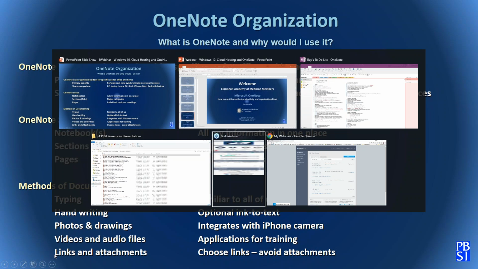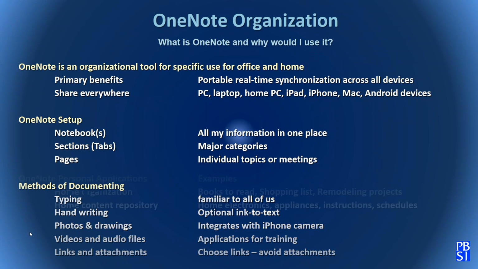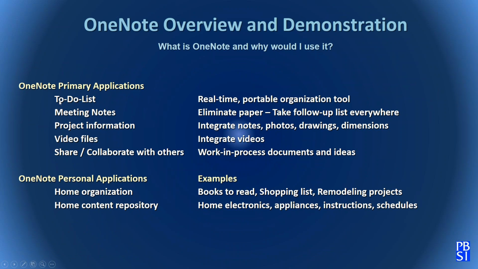So what I'm going to do on my PC is demonstrate the various applications for which I use OneNote. The first and primary is my to-do list. It's my real-time portable organizational tool. I also use it for meeting notes. Every place I go, I have my OneNote, and I'm taking notes so I don't have to carry paper back and forth, and I don't have to send it to my email. It's already synchronized with all my other devices. I also use it for tracking project information and for sharing and collaborating with others, and I'll show you examples.